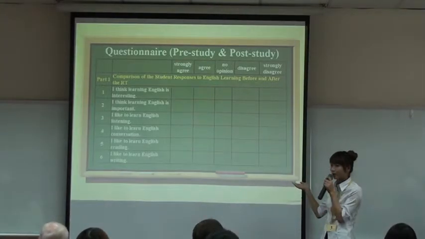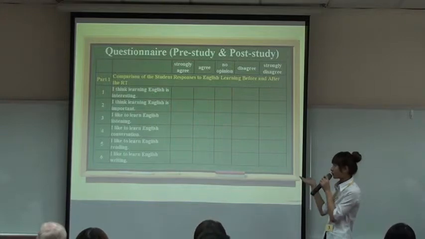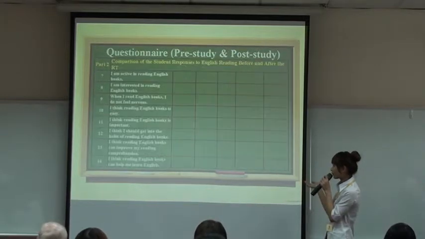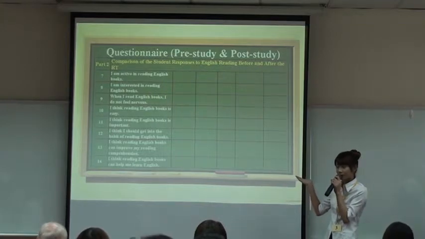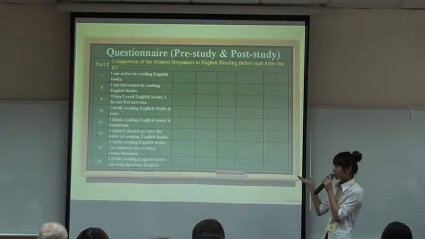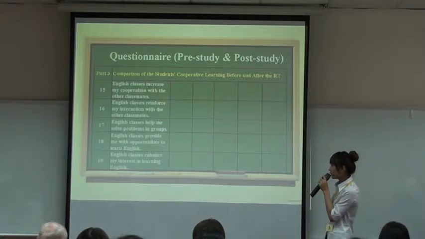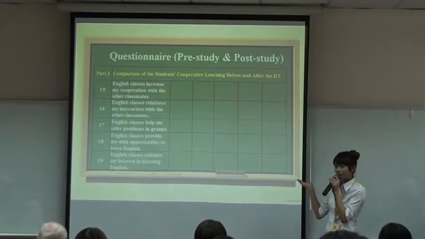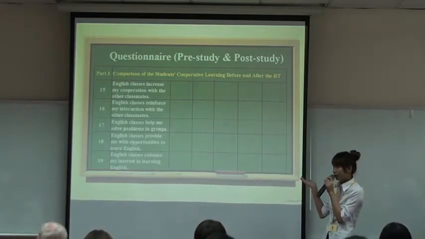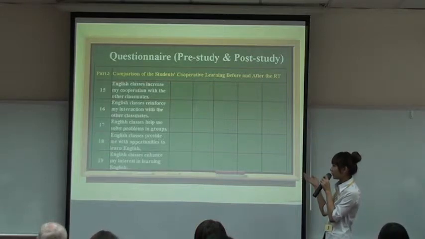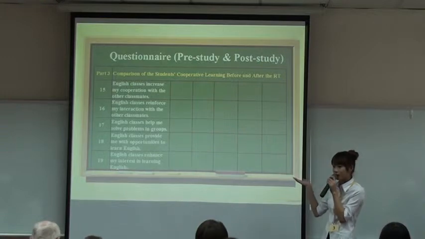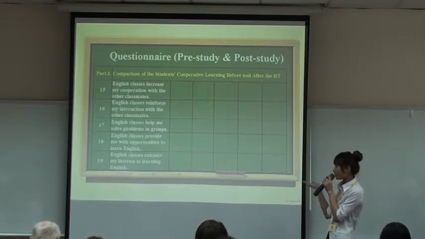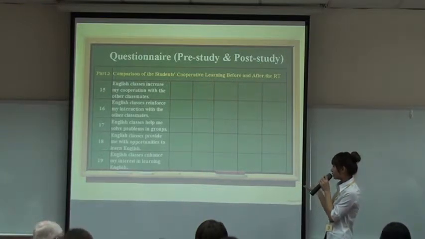This part of the questionnaire presents students' responses to English learning. This part of the questionnaire indicates the effects of RT for students reading English books. This part aims to investigate students' responses to cooperative learning and explore the effect of cooperative learning on students' English learning.